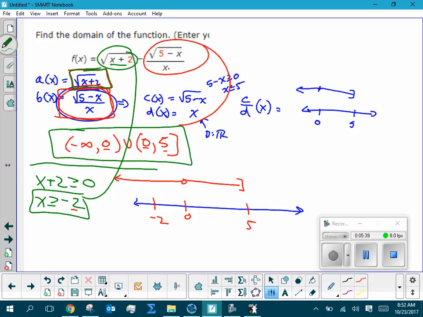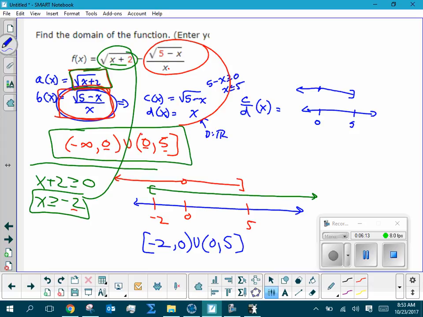Then in the bottom one, x is greater than negative 2, so we're going those values there. Where do they start overlapping? Negative 2. And where's the first issue where they overlap? 0. So we go negative 2 to 0, we exclude 0, and then they finish overlapping at 5. And that becomes the final domain of that problem.